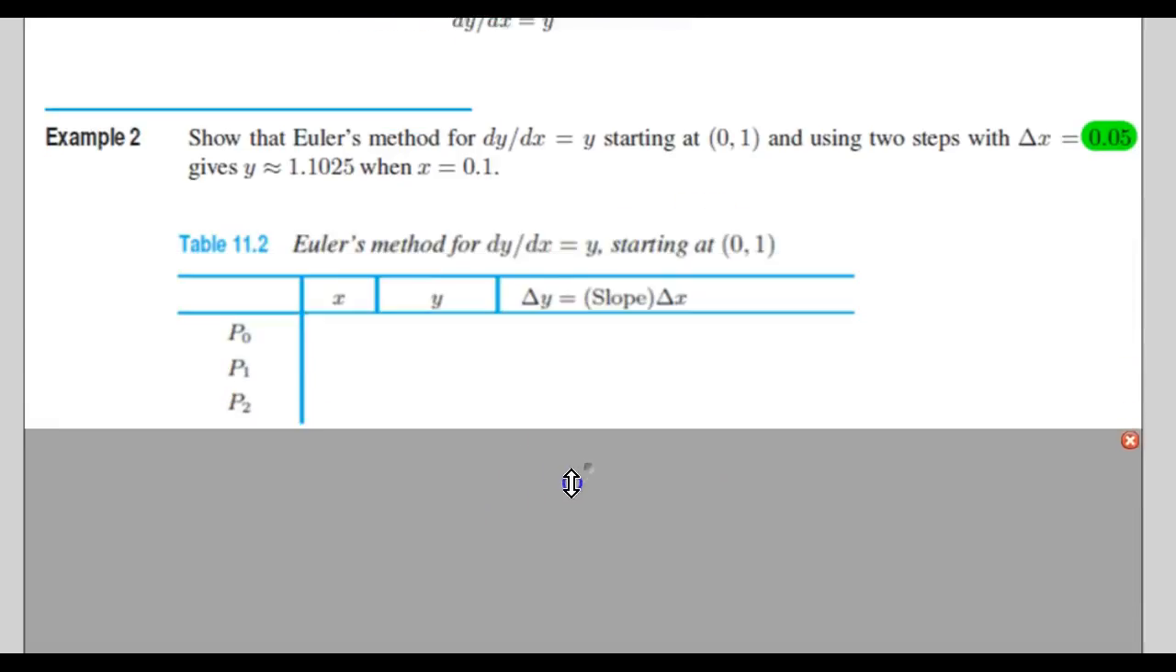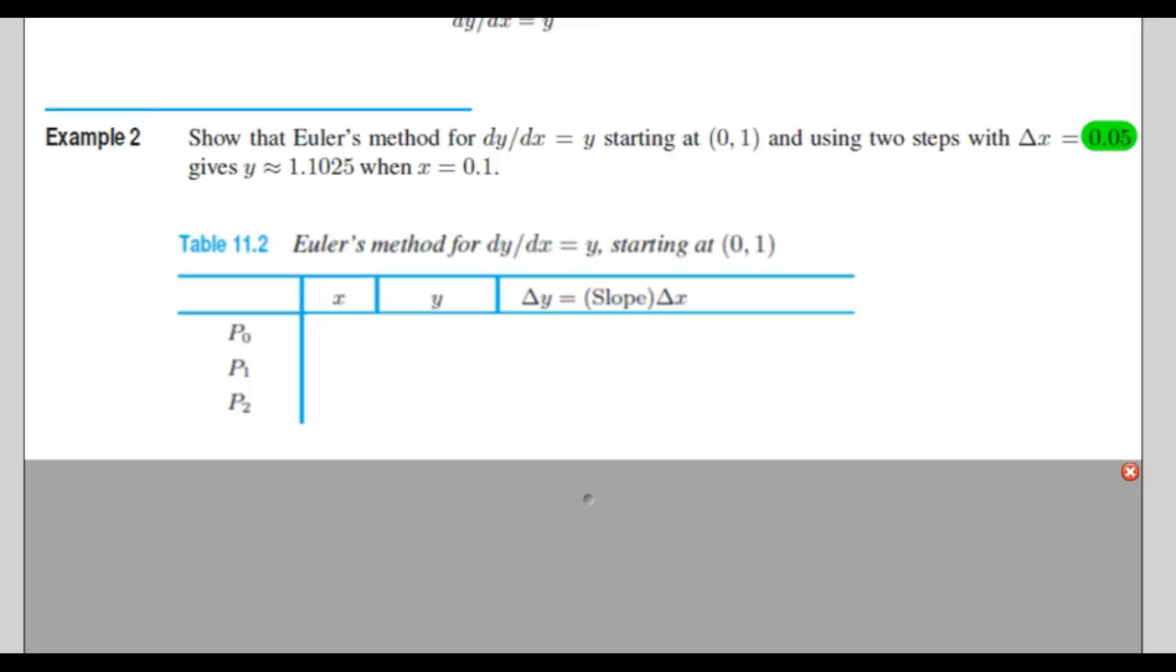So again, we start off with our table, since this is a numerical method, and our first point is (0, 1). We use this with a change in x to determine our new y value. As we can see here, this is our change in x. Our slope of the tangent line is the same as our y value, and we get 0.05. Now, because our delta x is 0.05 and we wanted to use 2 steps, our x values for points 1 and 2 are going to be x equals 0.05 and x equals 0.1.